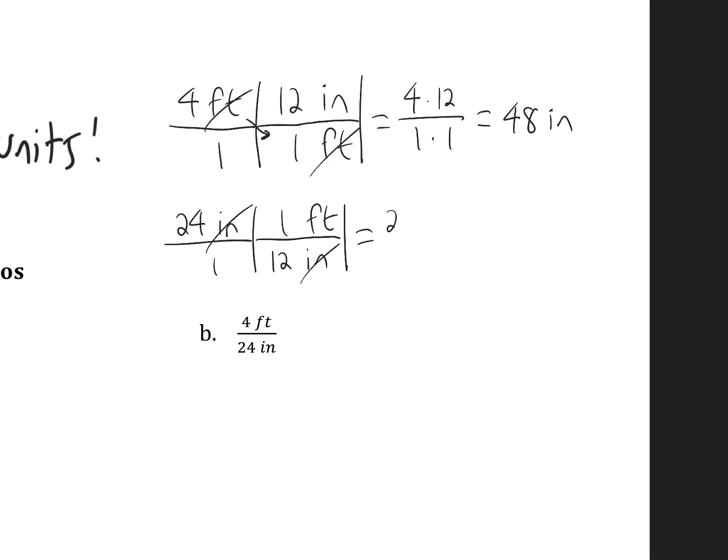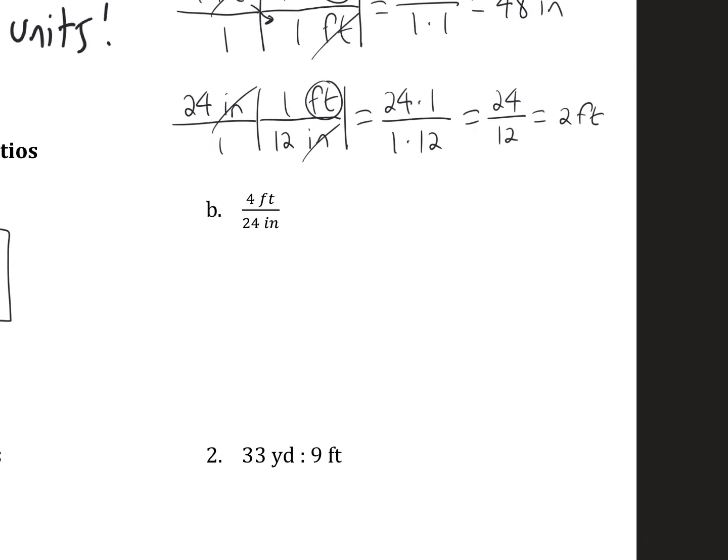Multiply across the top. 24 times 1 over 1 times 12. 24 times 1 is 24. 1 times 12 is 12. 24 divided by 12 is 2 feet. And you can see these are left over here. So we got feet and inches. Okay? So we can do this both ways.